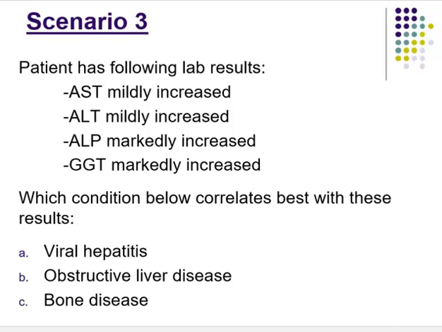Again, we have our three options. We have viral hepatitis, obstructive liver disease, and bone disease. So pause the video and try to figure it out on your own before you go on and get the correct answer. The correct answer is B, obstructive liver disease.